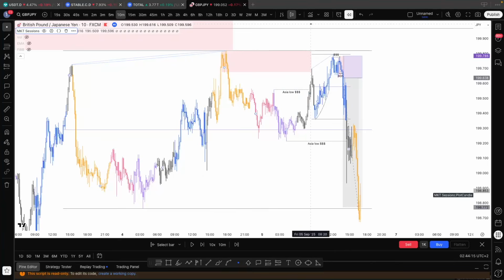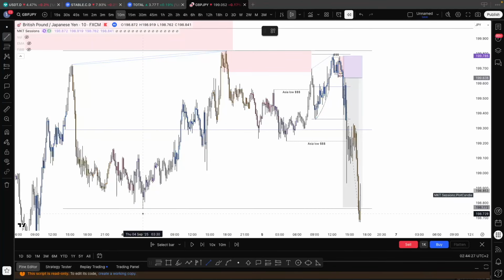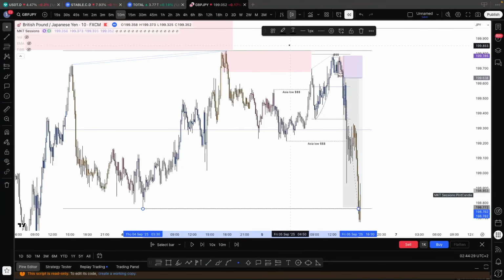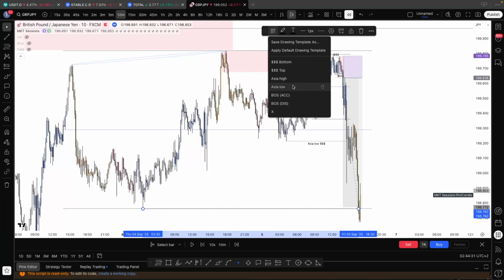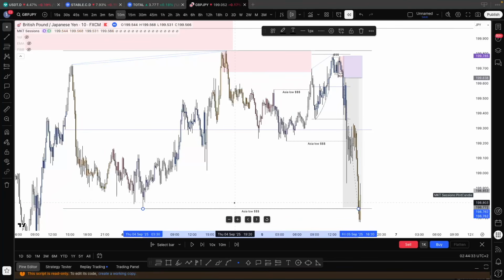All right, so pre-New York, we got the move down. London didn't take out those New York highs. That is not necessary. That's not the way I trade. And you still have some Asia lows left here as well at the range low. So there were 2 liquidity points. You had your Asia low right there, and you had your Asia low right there.